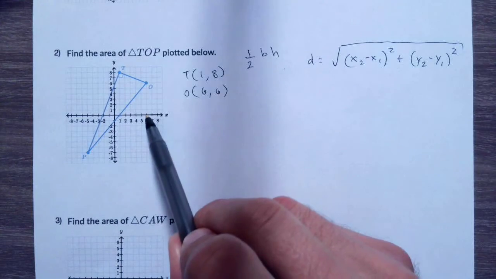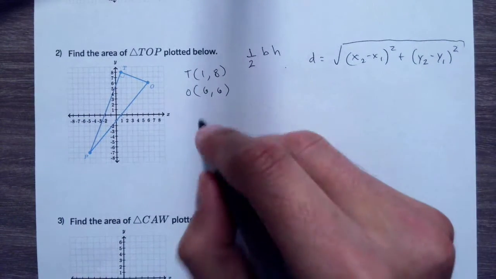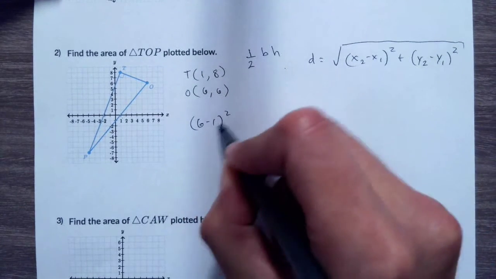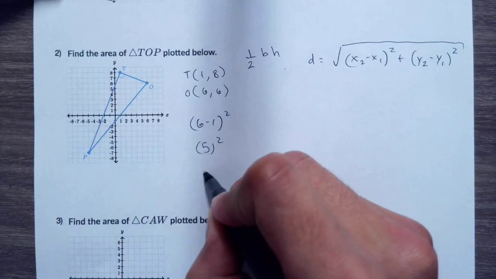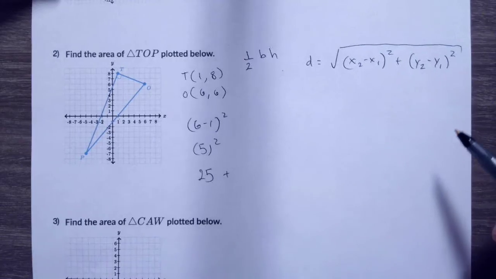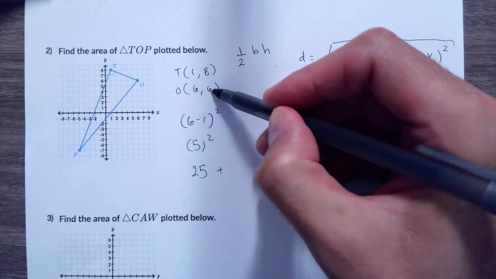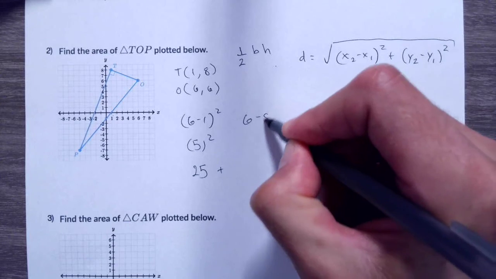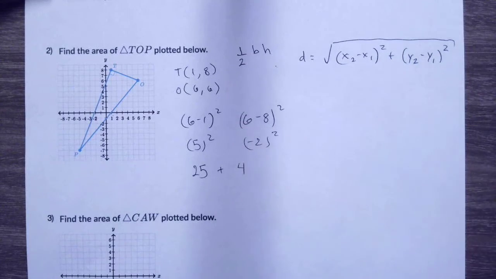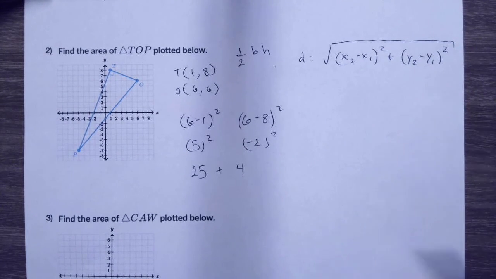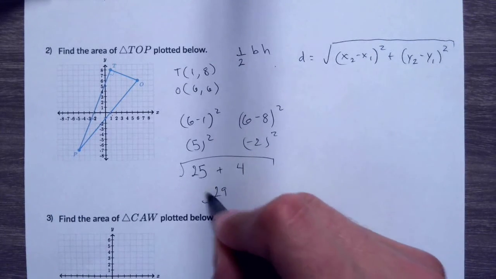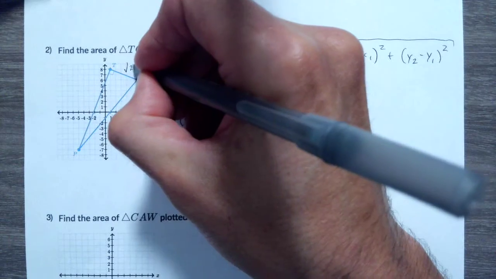What is that? (6, 6). So I'll do 6 minus 1 squared, that's 5 squared, that's 25. Then I'll do the plus in between. So I've done all of this part. Then I'll do 6 minus 8 squared, so that's -2 squared, that's +4. So I have the square root of all of that, and 29. So this distance is the square root of 29.